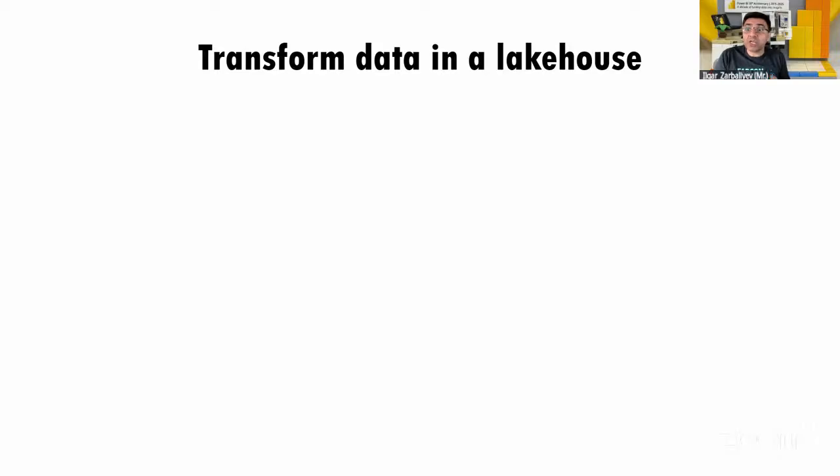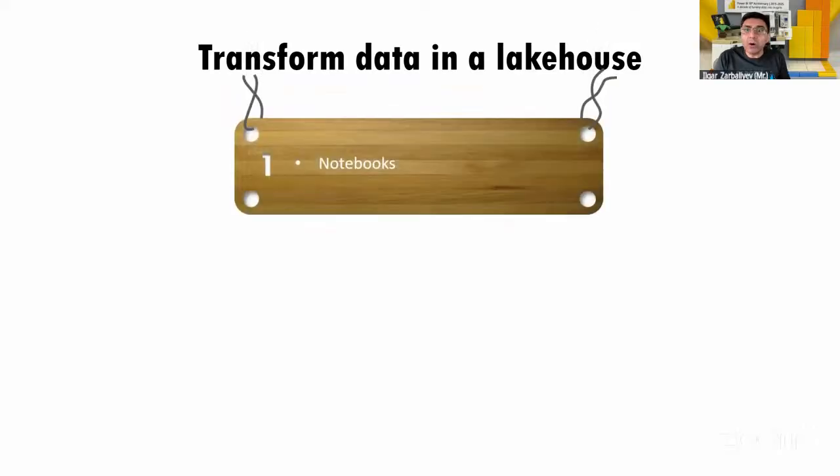Most data needs scrubbing before it's ready for tables. You might load raw files into the files area first, then transform and move them into tables. Fabric gives you the same tools for both ingestion and transformation. First one is notebooks. This is ideal for data engineers using PySpark, SQL, or Scala. And Copilot can generate transformation code from natural language and explain existing Spark scripts.